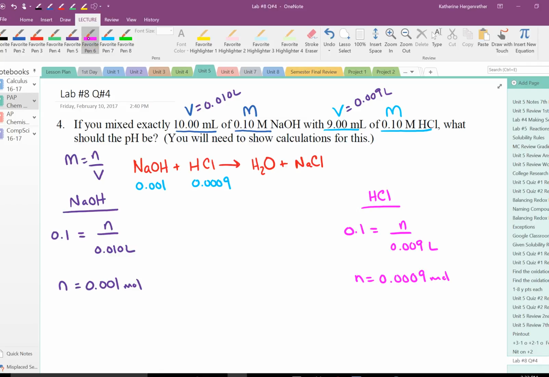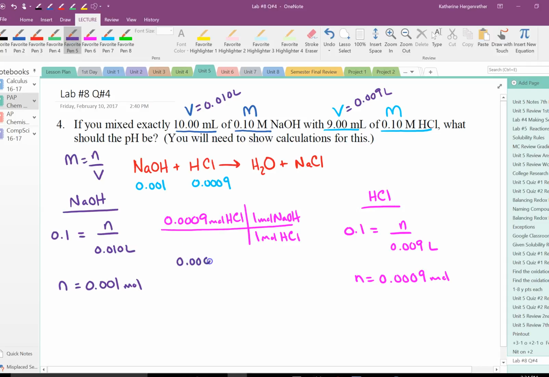And so what we did with limiting reactants, where we were given amounts of both reactants, is we picked one of them, and we saw how much of the other that we're going to need. So I'm going to pick the hydrochloric acid, because I can see that that's going to be my limiting reactant. And I'm going to use that to calculate how much sodium hydroxide I would have needed. So I will just simply use the mole to mole ratio, which is a 1-to-1. So I would get 0.0009 moles of NaOH, and that's how much would have been needed.